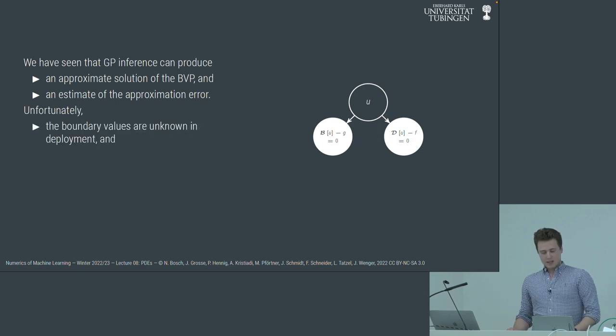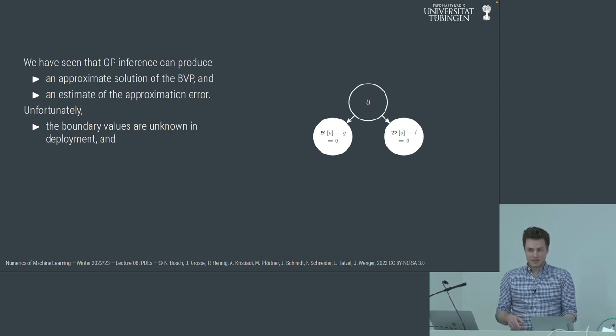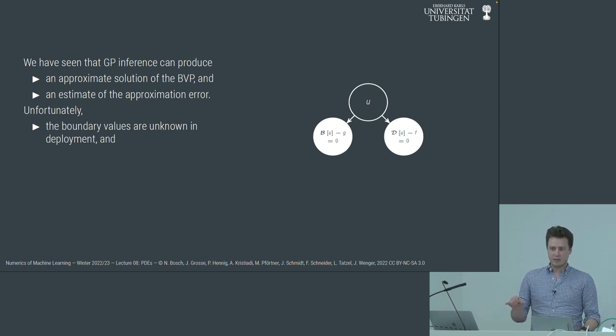Now, what is unfortunately a little bit unrealistic about this is the boundary values in deployment are usually not known. These thermometers don't exist if you have a CPU in your system. There are thermometers on a CPU, but not at the boundaries. So we need to sort of get rid of that in order to actually have a realistic model.